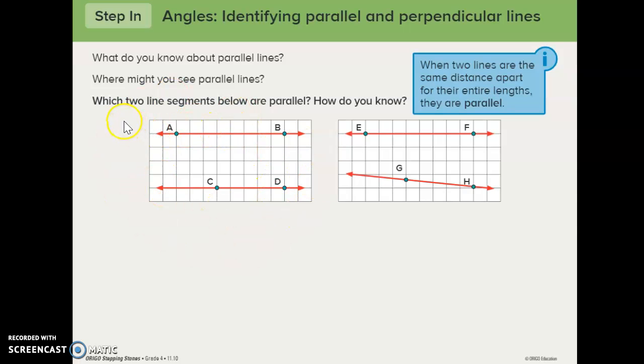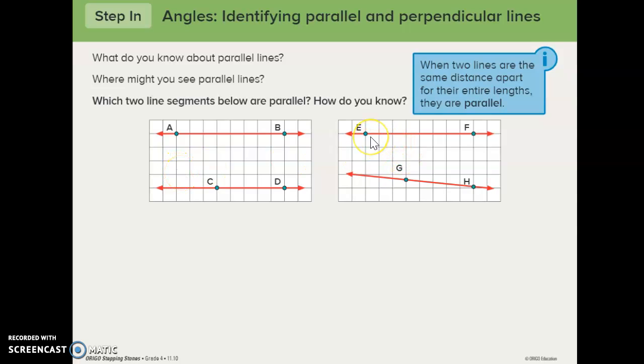In this first diagram, it says which two line segments below are parallel and how do you know? If you look at these line segments, we have line segment AB and line segment CD. Over here we have line segment EF and GH. Line segments AB and CD are parallel because they are the same distance apart, and you can tell that on this graph paper because you can count the squares. We have 1, 2, 3, 4 squares apart all the way down the length of the line. They're never going to get any closer together. They're never going to touch each other.